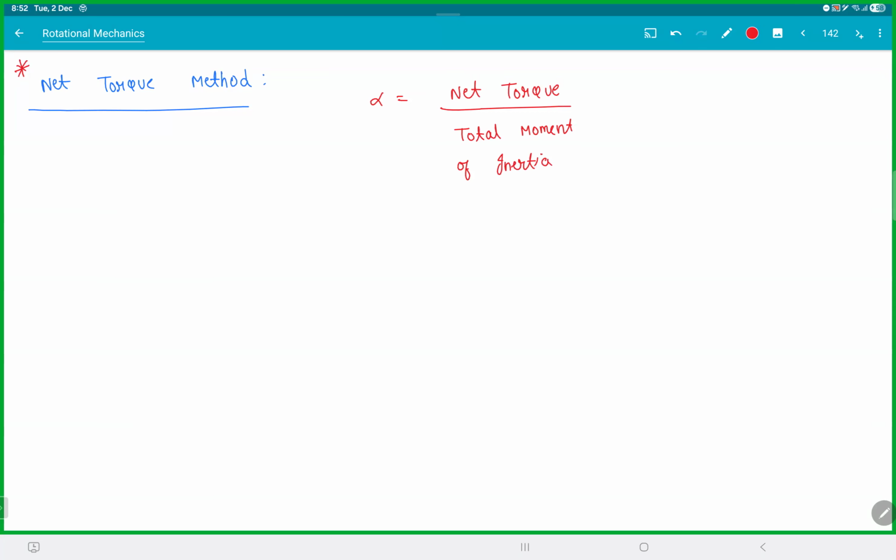Again, whenever you get a shortcut, there is always a certain limit. This is valid only for single pulley. If you have multiple pulleys, then we have different things. So how does this work?